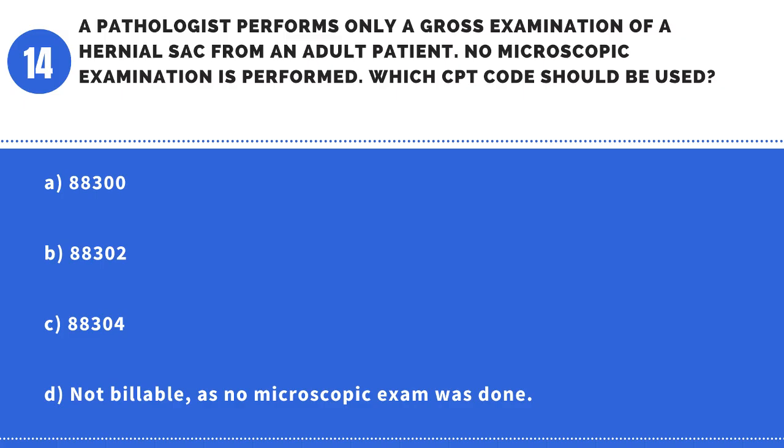Question 14. A pathologist performs only a gross examination of a hernial sac from an adult patient. No microscopic examination is performed. Which CPT code should be used? A. 88300. B. 88302. C. 88304. D. Not billable, as no microscopic exam was done.